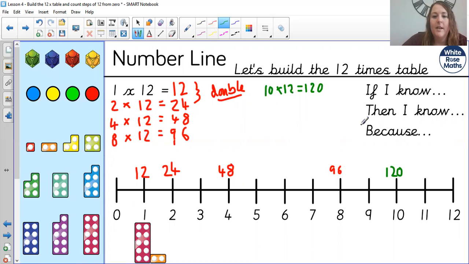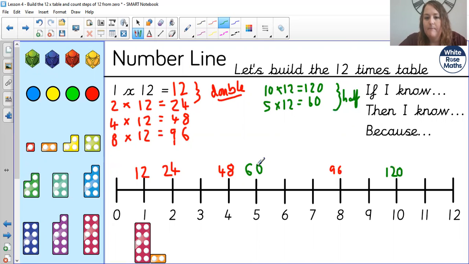Good, hopefully you're telling me if I know 10 times 12, then I know 5 times 12. And hopefully you're knowing the reason is that I am going to be halving. And again, I'm just going to try and write that on here because I'm halving. So I need to half 120. And I know that if I half that number, I get 60 because 60 add 60 is 120. So I can pop 60 here on my 5 times.